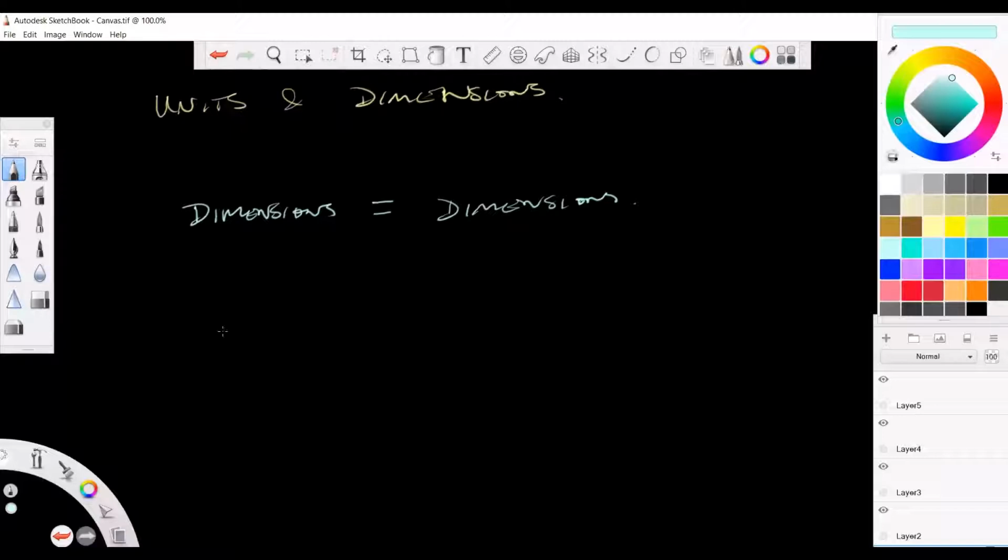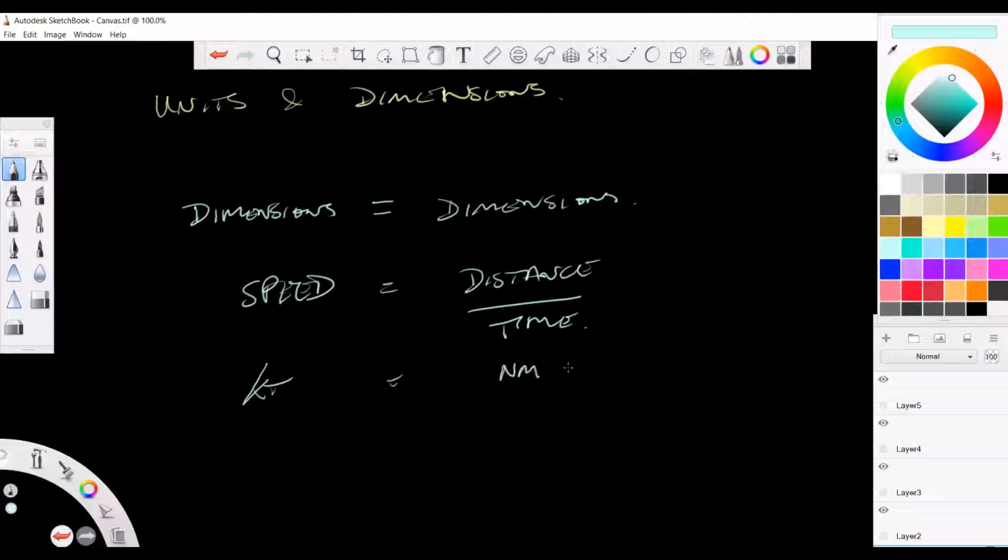What's important to me is something like, if I have a formula, speed equals distance divided by time, and I'm measuring speed, let's say in knots, it's going to be the distance in nautical miles divided by the time in hours.